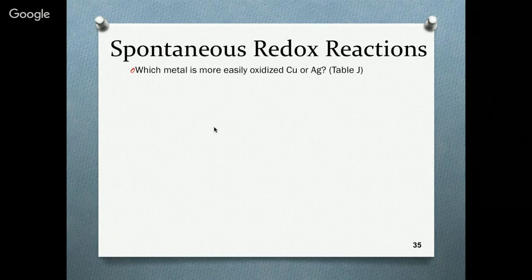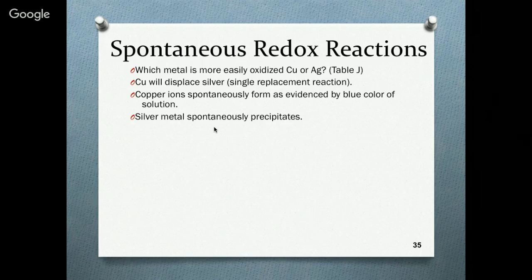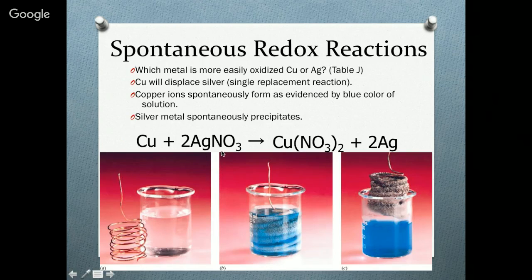Looking at table J, which one is more easily oxidized, copper or silver? Well, copper will be higher up. That means that in a single replacement reaction, the copper could replace the silver. This would be a spontaneous reaction. So copper replaces the silver, and then you actually get silver along the copper. I don't know if your teacher showed you this. It's a kind of cool demo, but you can get silver growing along the copper wire.